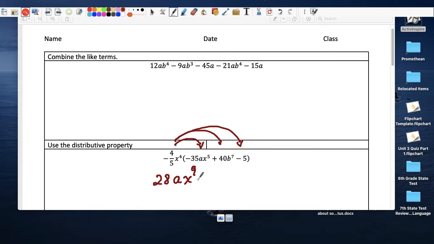Negative and a positive is a negative, and the next is 4/5 times 40. 40 divided by 5 is 8 times 4, 32. And then we have x⁴ times b⁷. They're not the same base, so we're just going to write them alphabetically, b⁷ and then the x⁴. And lastly, negative times a negative is a positive, and 4/5 of 5 is just 4. All the terms are different, so we can't do anything else.